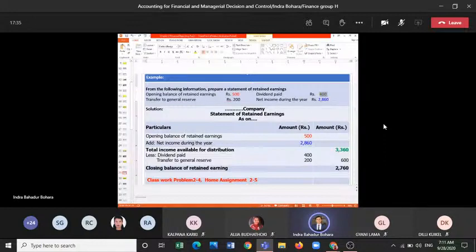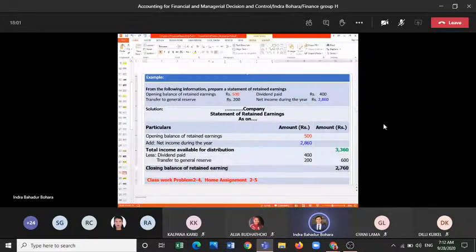transferred to general reserve. So when a company earns profit, some amount of profit is distributed or transferred to reserve, and a total of 600 rupees is distributed. So 3,360 minus 600, the remaining 2,760, is called the closing balance of retained earnings. This is called the closing balance of retained earnings.